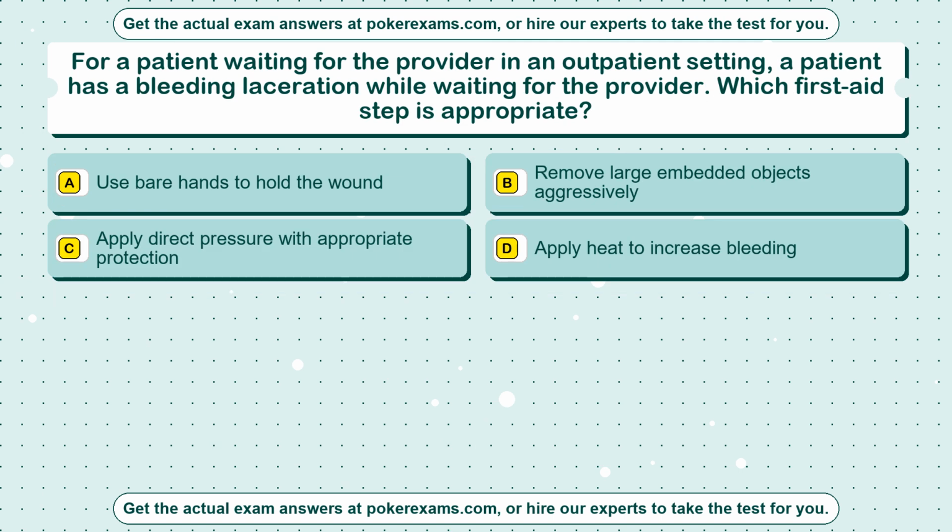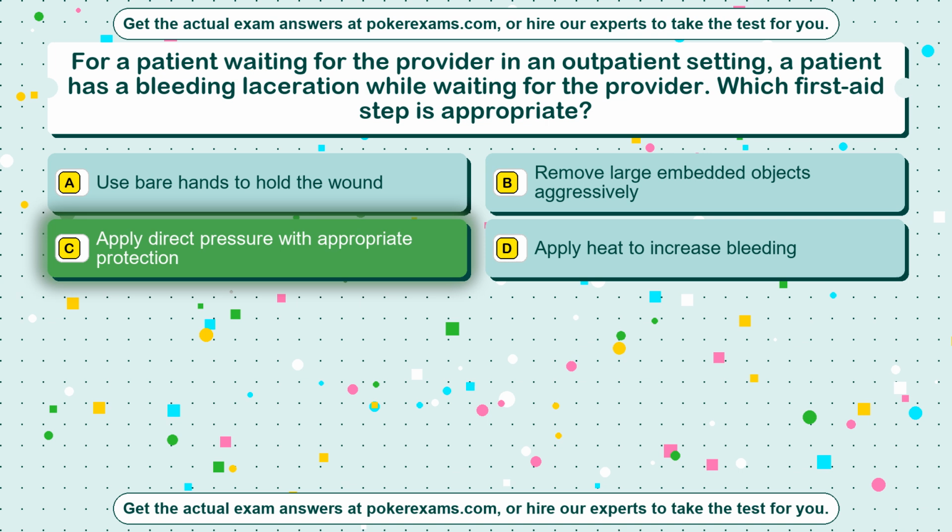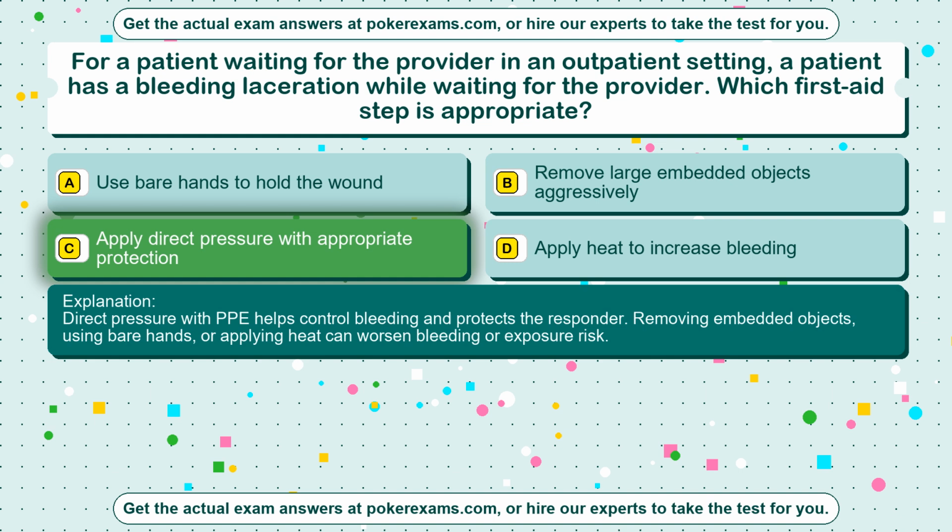Question 91. For a patient waiting for the provider in an outpatient setting, a patient has a bleeding laceration while waiting for the provider. Which first aid step is appropriate? Option A, use bare hands to hold the wound. Option B, remove large embedded objects aggressively. Option C, apply direct pressure with appropriate protection. Option D, apply heat to increase bleeding. The correct answer is option C, apply direct pressure with appropriate protection. Direct pressure with PPE helps control bleeding and protects the responder. Removing embedded objects, using bare hands, or applying heat can worsen bleeding or exposure risk.